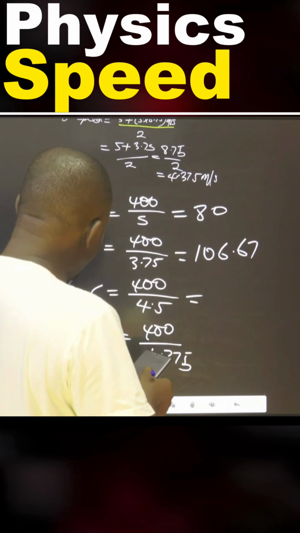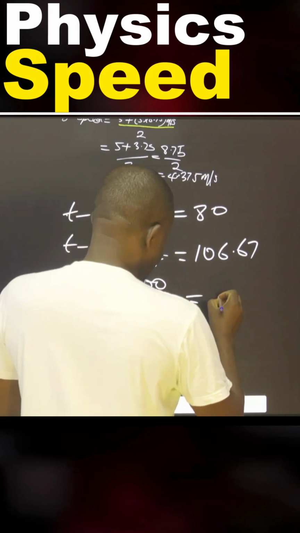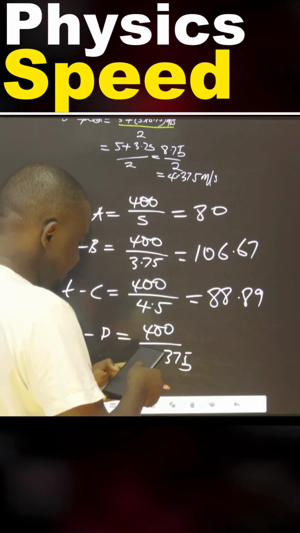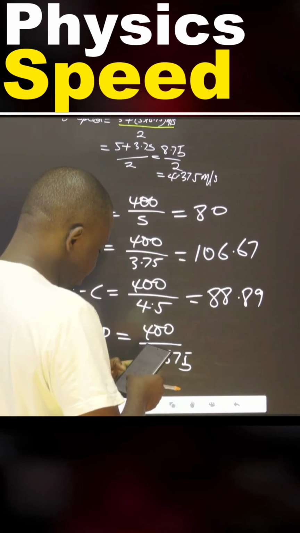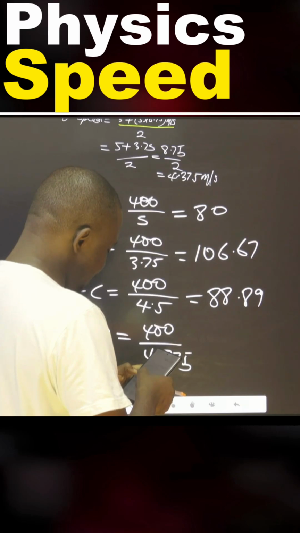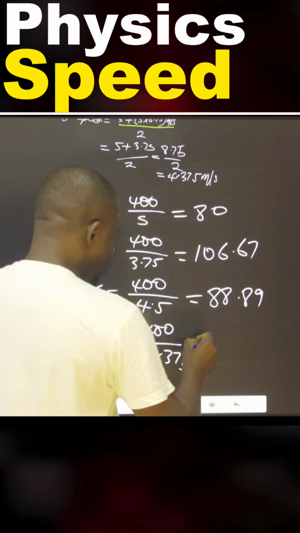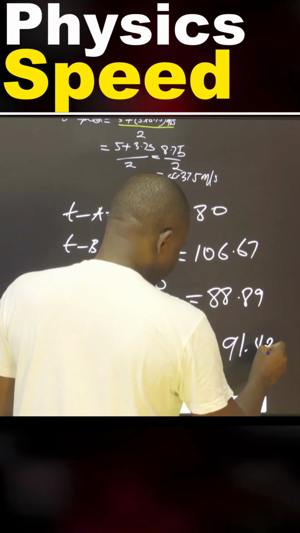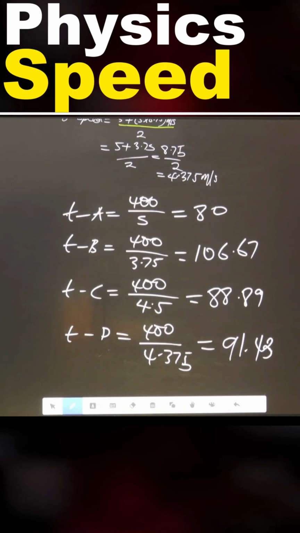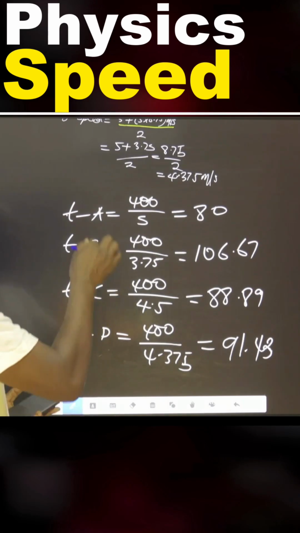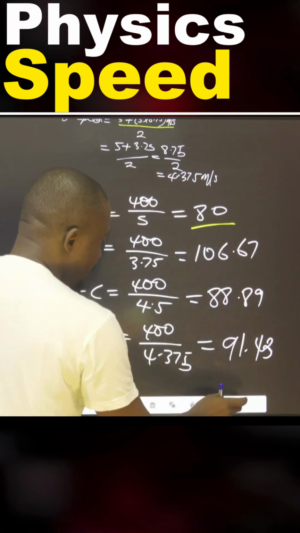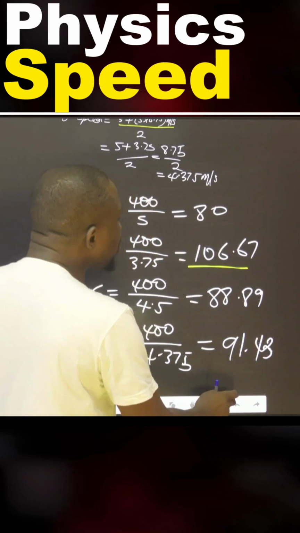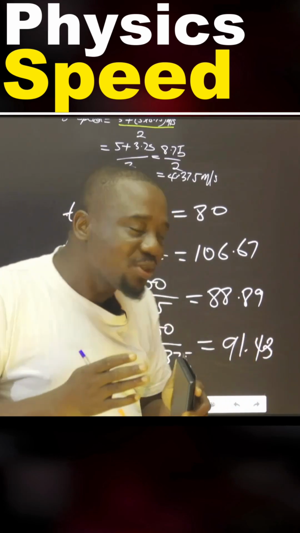400 divided by 4.5, we have 88.888 whatever. Then 400 divided by 4.375, we have 91.428 whatever. Let's see, 91.43. As you can see, this is the time it took A to finish, B to finish, C to finish. So to get the total time, now what do you do? You add all of them together, okay?